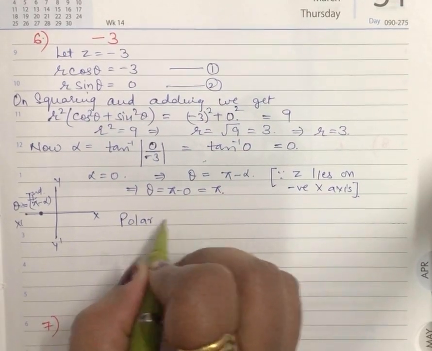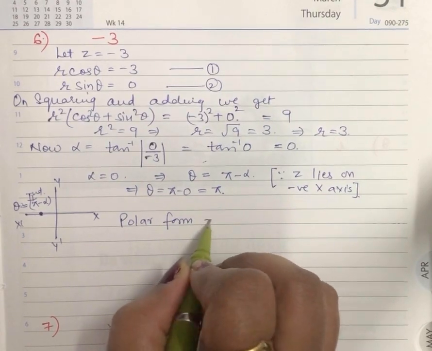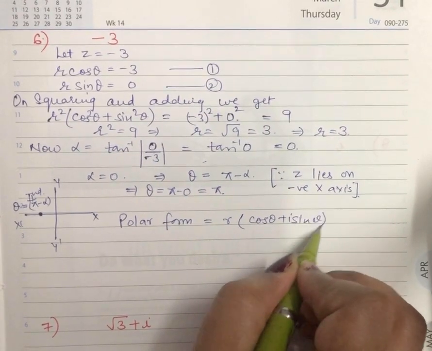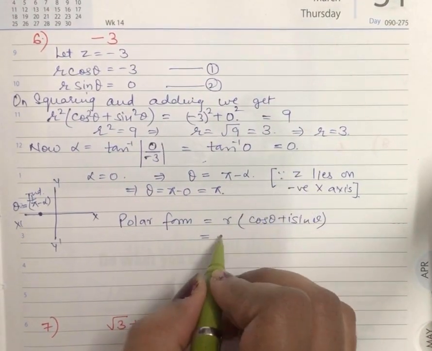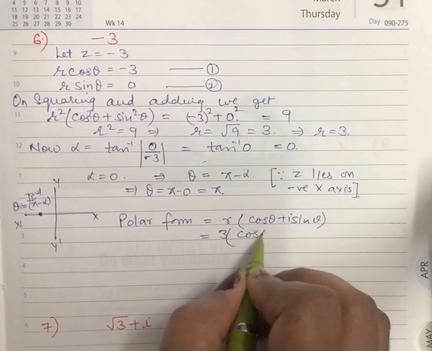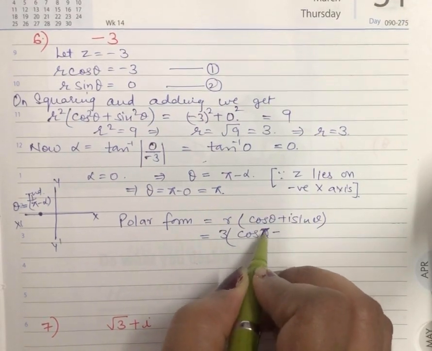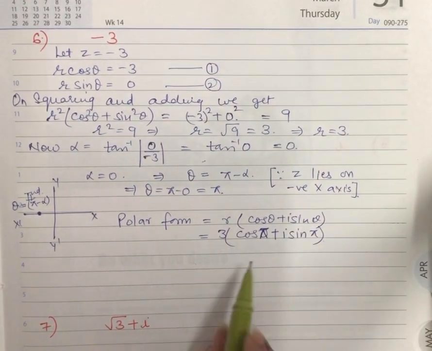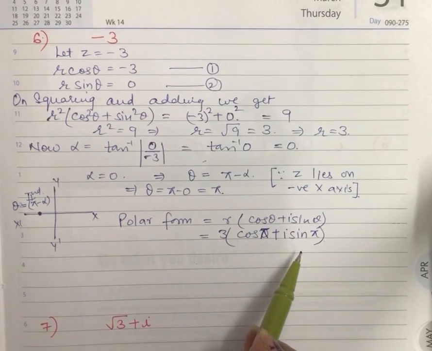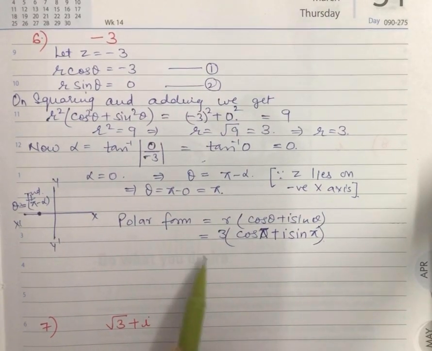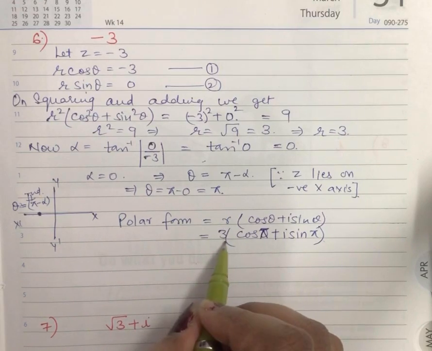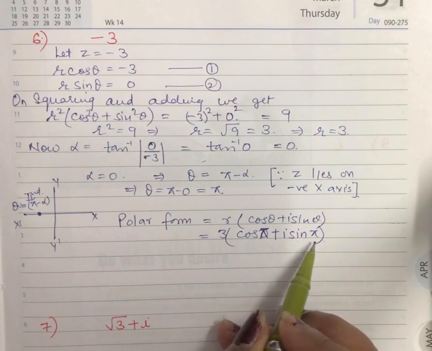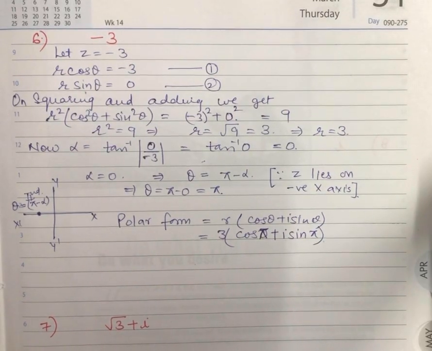So we can write the polar form r cos theta plus iota sin theta, where the value of r is 3 and cos pi plus iota sin pi. This is the required polar form. r equal to 3 and theta is pi, so it becomes 3 bracket cos pi plus iota sin pi. So this completes the sixth question.